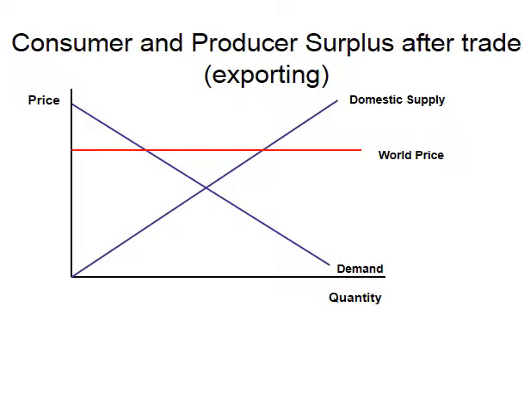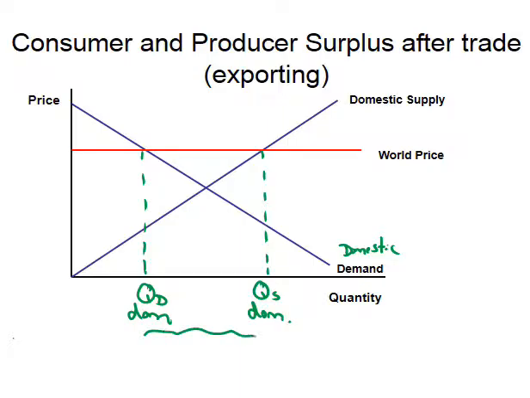Now let's look at what happens after trade if we're exporting. So let's just make sense of this before we go any further. We know that this is the domestic demand. And so this is going to be QD domestic. And at the world price, this is QS domestic, what we're producing domestically. We know that all of these are exports.